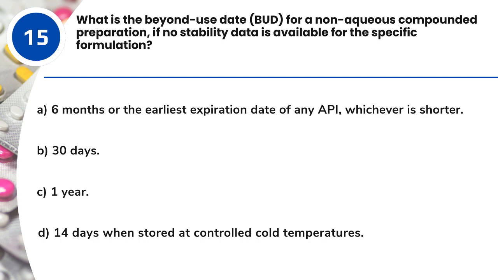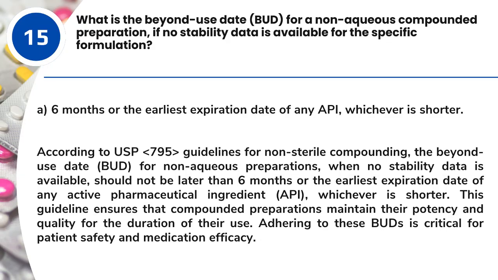A. 6 months or the earliest expiration date of any API, whichever is shorter. B. 30 days. C. 1 year. D. 14 days when stored at controlled cold temperatures. Answer: A. 6 months or the earliest expiration date of any API, whichever is shorter.